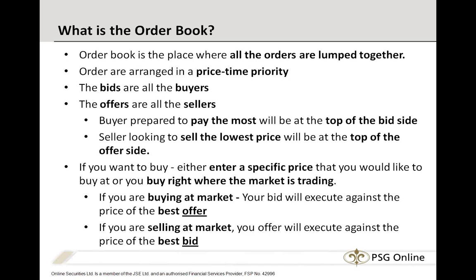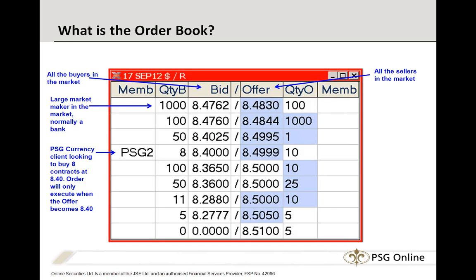So if you want to buy, you enter a specific price. Remember, it's always in rands. Or you'll be buying right at the market. So you get a choice: either you're buying at the market or you can stipulate a price. So if you want to get the market right now, obviously you're buying at best. And same with selling. If you want to sell, the best thing to do is execute straight away where the market is trading right now.